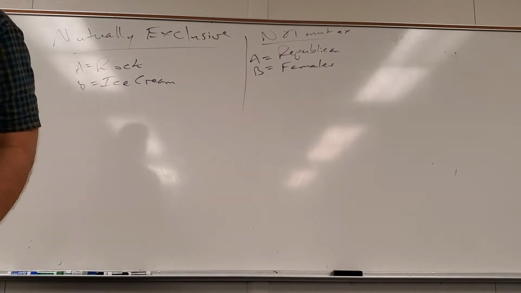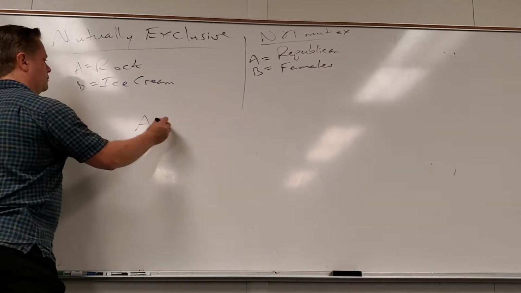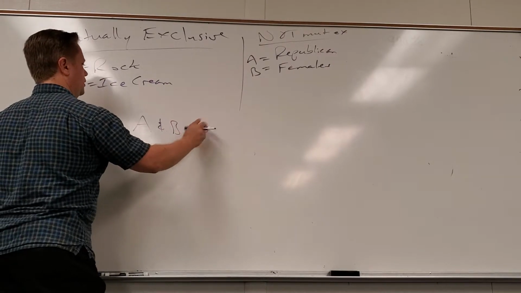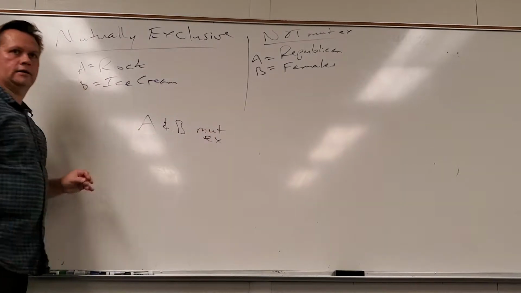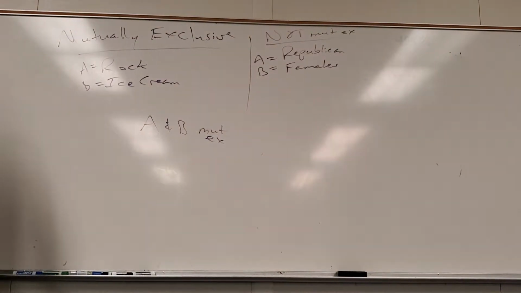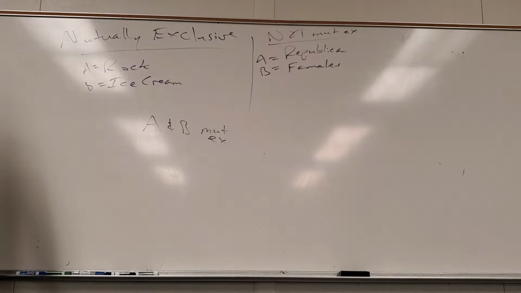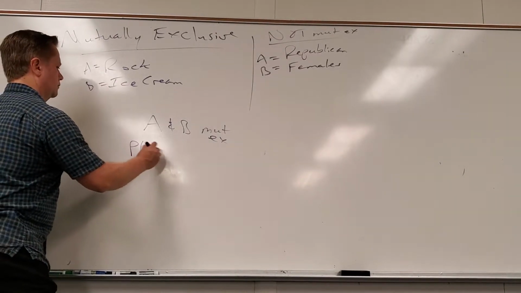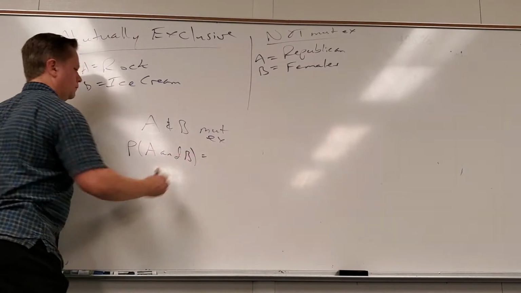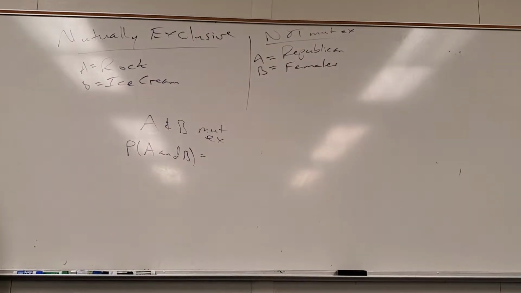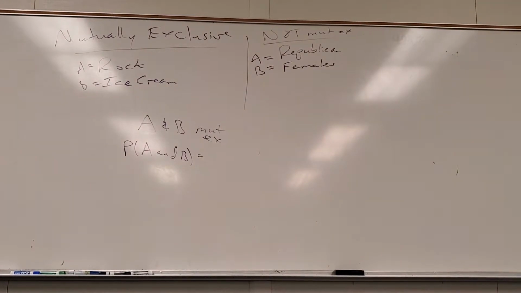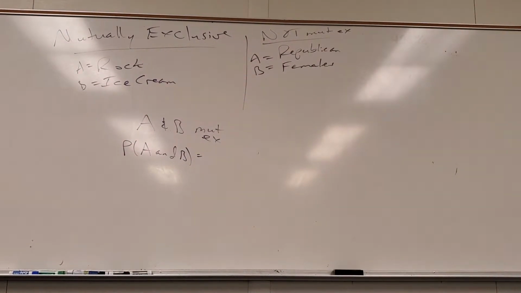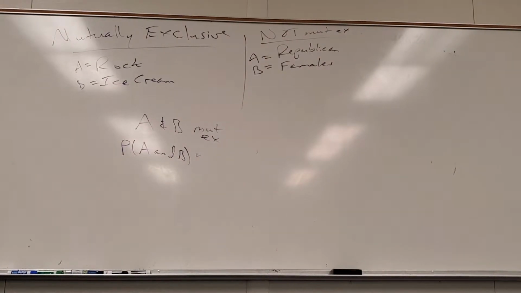So help me out. If I had two events, A and B, that are mutually exclusive, forever now it's going to be mut X. What does that mean about this? If A and B are mutually exclusive, what is the probability that I have A and B? 0.